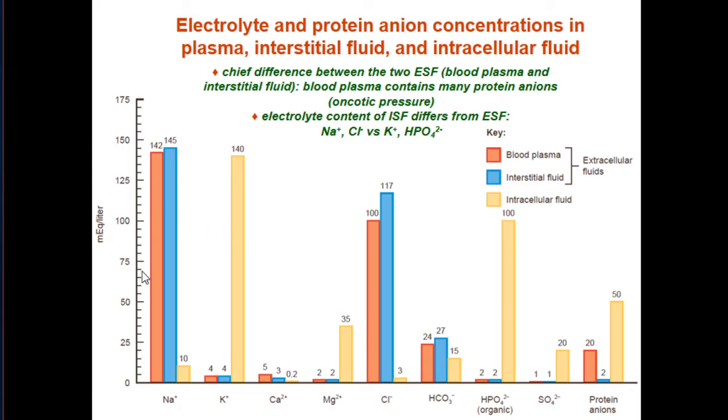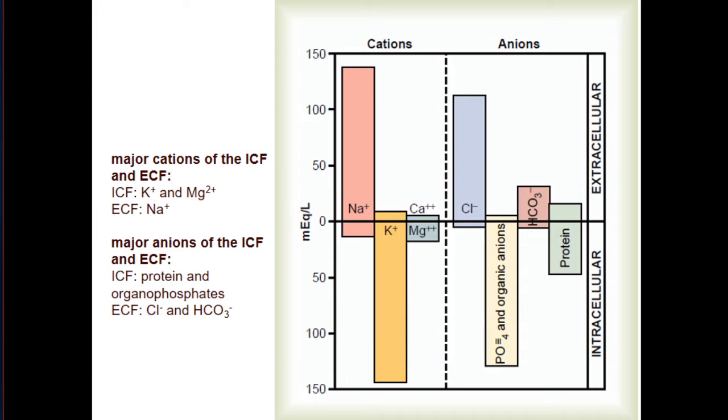And as I've mentioned, sodium is found in high concentration in extracellular fluid, and it's very low in intracellular fluid, while potassium is very high inside the cell. And so it goes for the rest of the electrolytes, as you can see. And this scheme, I guess, helps remember the ions a bit easier.